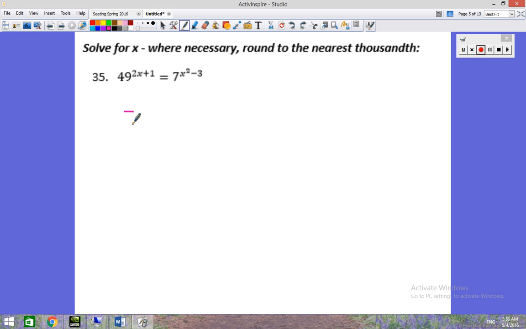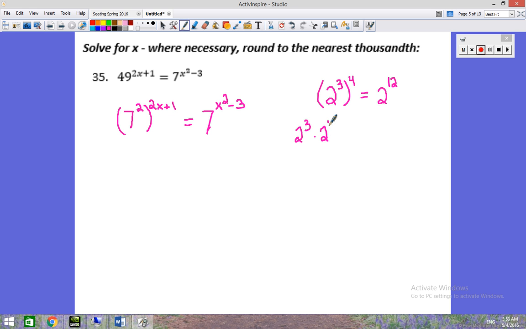So the 49 is 7 squared being raised to the 2x plus 1. That's equal to 7 raised to the x squared minus 3. You have a power to a power, you multiply the exponents. If you have 2 to the 3rd power, and that's raised to the 4th, that's 2 to the 12th power. And maybe you can see that if you think this exponent has a base of 2 to the 3rd, so 2 to the 3rd is repeated 4 times.